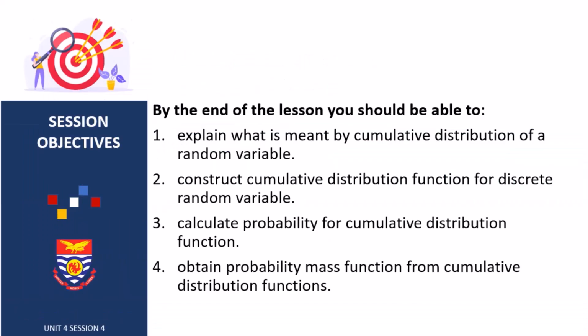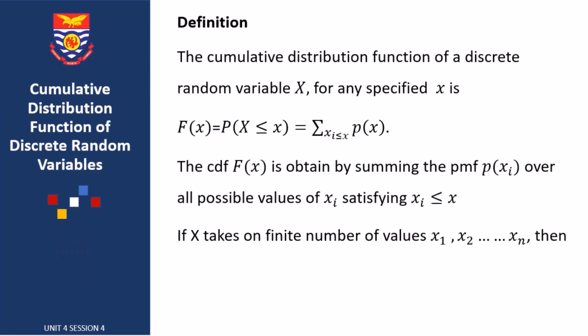By the end of the section, we should be able to explain what is meant by the cumulative distribution of a random variable, construct the cumulative distribution function for a discrete random variable, calculate probability for that, and obtain the probability mass function from the cumulative distribution function. Let's get the ball rolling.